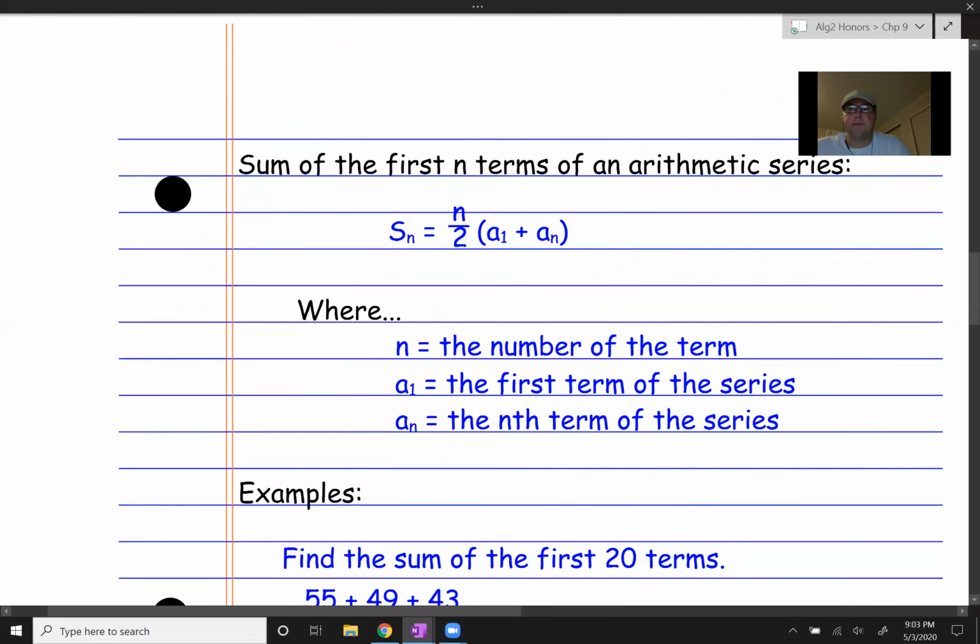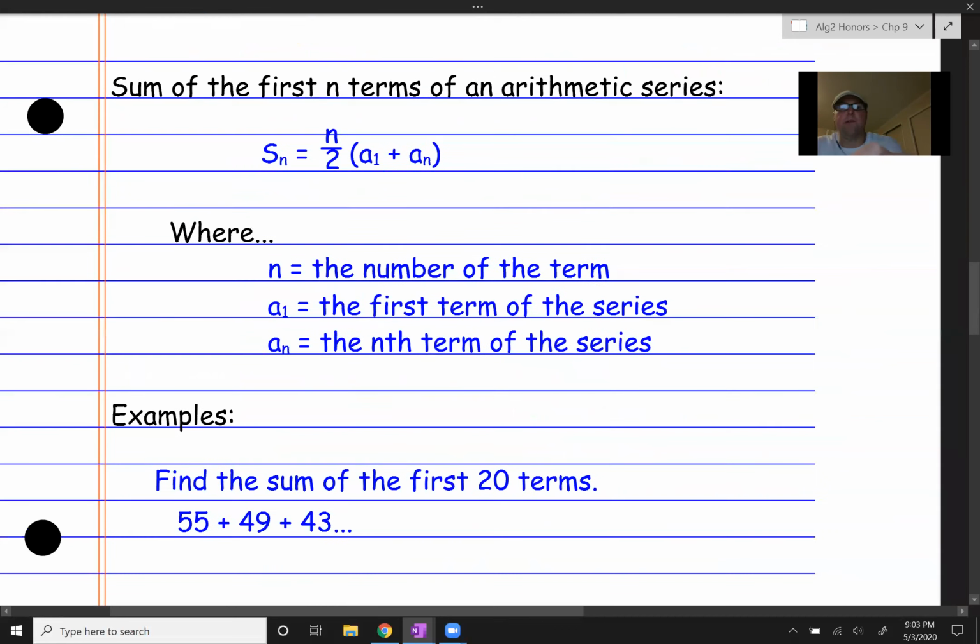All right, here it is. Cat's out of the bag. If we're going to deal with an arithmetic sequence, then if I ask you to find the sum, that's going to be based on a series. So here's the formula that we're going to use. Notice some things that we know. First term.